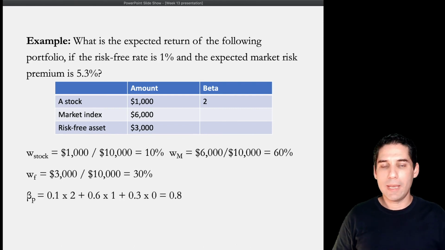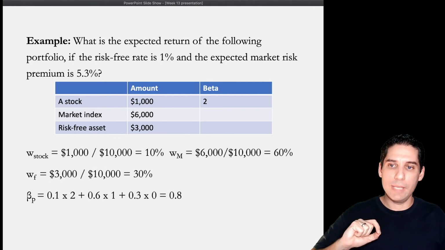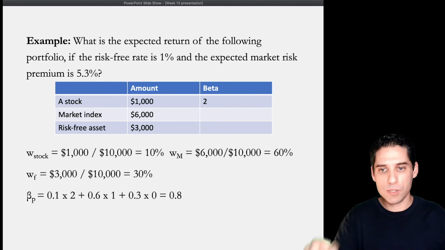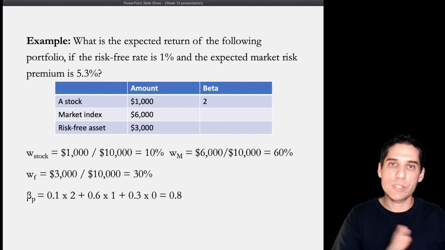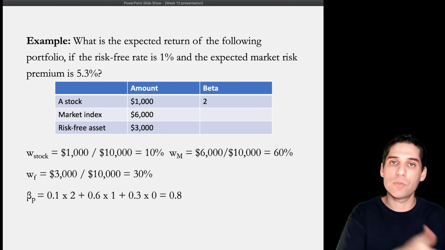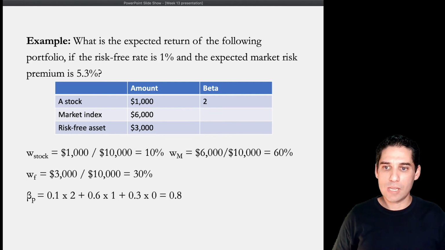And the portfolio beta is going to be the weight on A, the stock, 0.1 times beta of A, 2, plus the weight of B, say the market index, 0.6 times beta of the market index, 1, plus the weight on the risk-free asset, 0.3 times beta of the risk-free asset, 0. That term goes away, right? Something times 0 is 0. So we are left with 0.1 times 2 plus 0.6 times 1. So that's going to be 0.2 plus 0.6, 0.8.